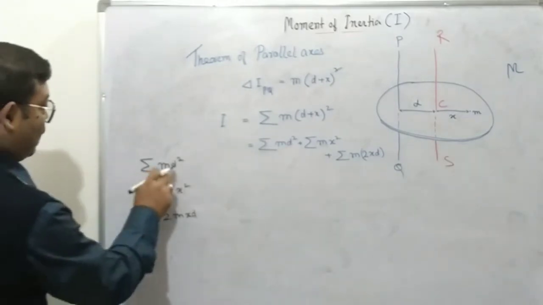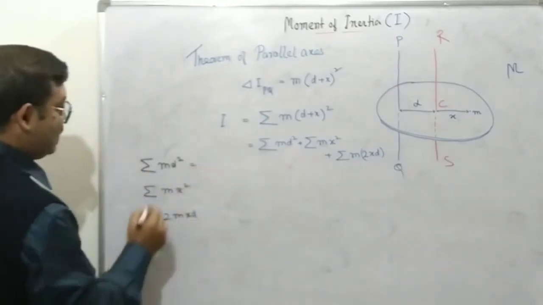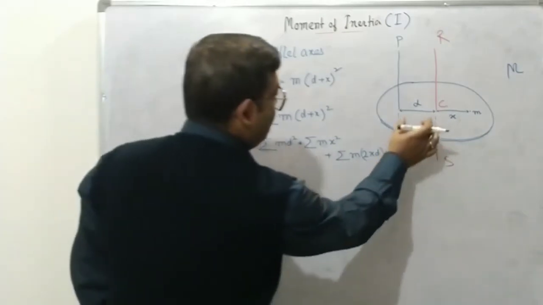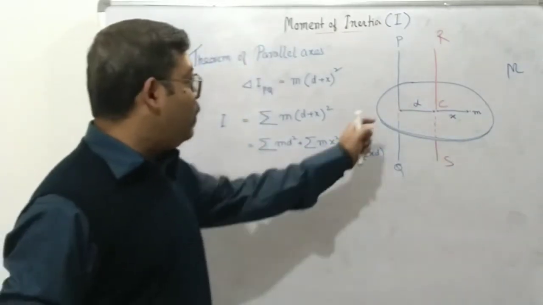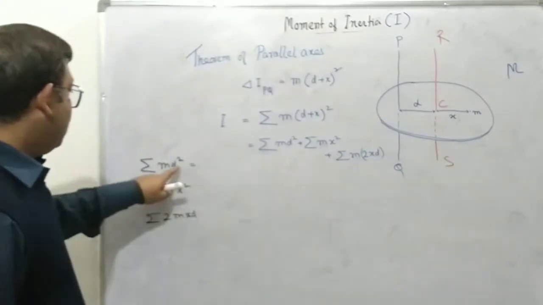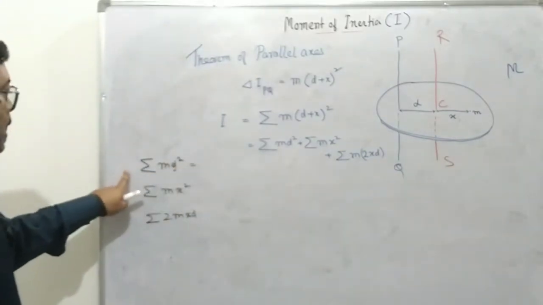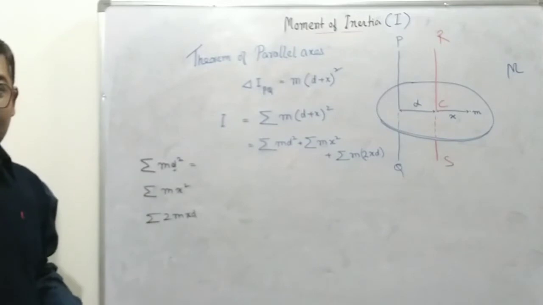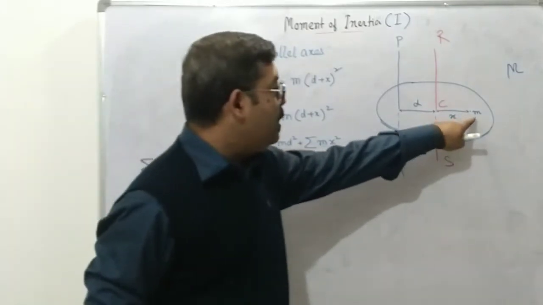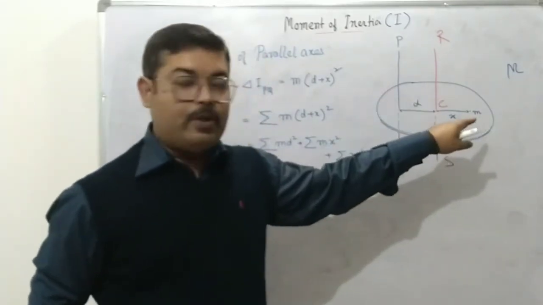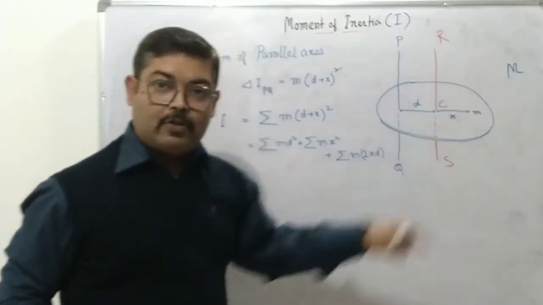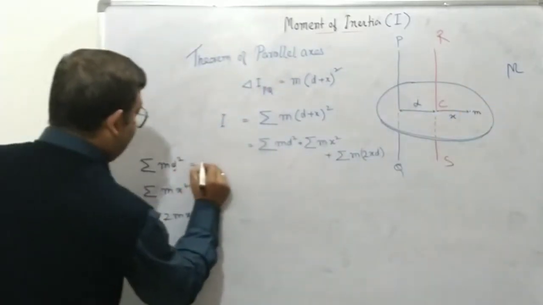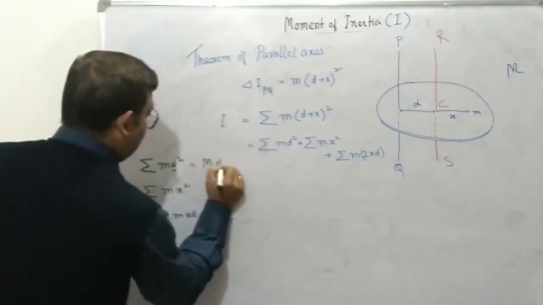Fine. Now for the first term, what we need to notice here is that d is a constant distance. The distance between the two axes is the same. It will not change because we have already chosen them. It's a fixed distance. So d can come out of the summation sign. So it will be d square into summation m. But summation m is the sum of all the mass points of the rigid body whose total mass is m. So summation m will give us the total mass of the rigid body. So this is equal to m into d square.